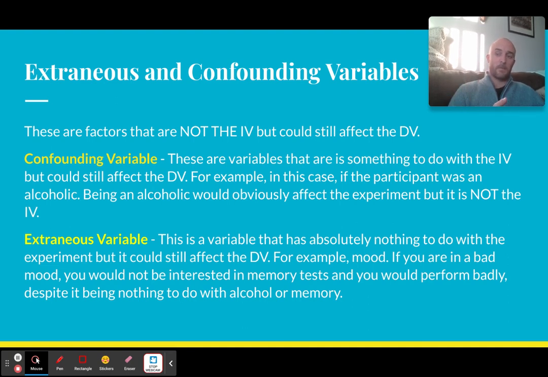A quick summary here. You need to know IV, DV, CV, and EV. You need to know the IV has an impact on the DV. You need to know that the IV is what you manipulate and the DV is what you measure. A confounding variable is something that's kind of related to the study, but it's not specifically the IV, yet it could still affect the DV. Whereas an extraneous variable is something that has got absolutely nothing to do with the experiment, yet again, it could still have an effect on the DV.